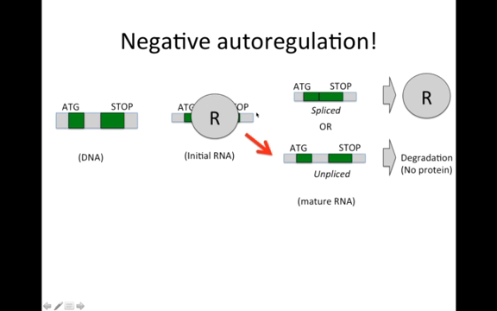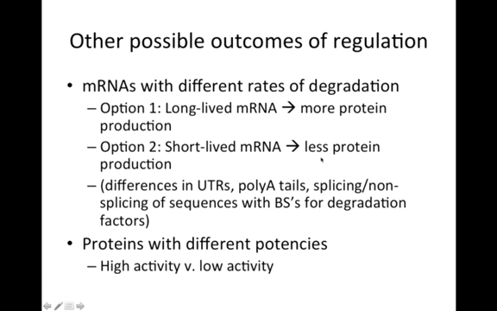But the new wrinkle here is that this is happening, notice, this is not binding to the DNA. It's binding to the RNA and influencing processing, splicing of the RNA transcript. So we're starting to see now that there's kind of a whole zoo of different possibilities for regulation. So we've talked about transcriptional regulation, we've talked about negative autoregulation, and we've talked about regulation at the level of splicing.